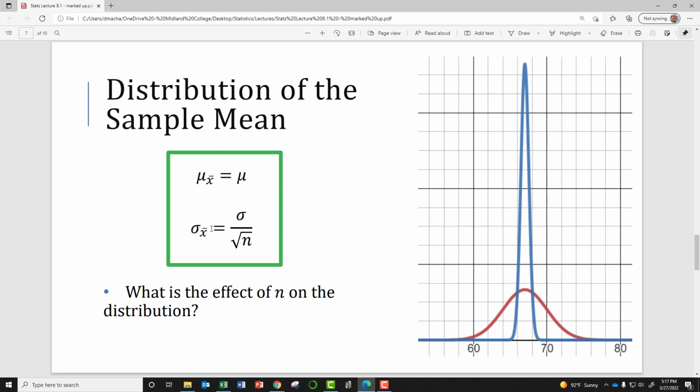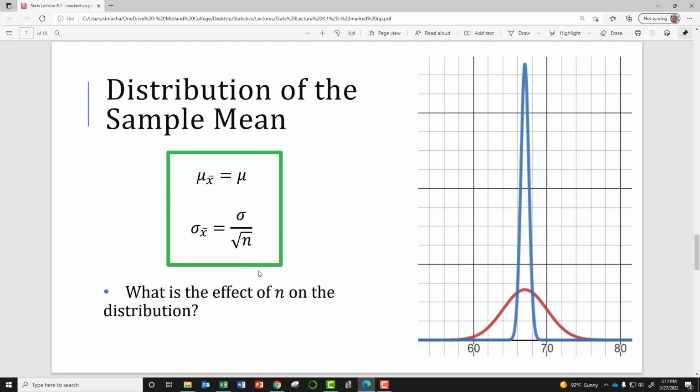What about the second line where it says sigma subscript x bar? Well, that's the standard deviation of the distribution of the sample mean. That's equal to the standard deviation of the underlying process, so the standard deviation of the distribution of the raw individual measurements, divided by the square root of the sample size. So remember, lowercase n refers to the sample size.